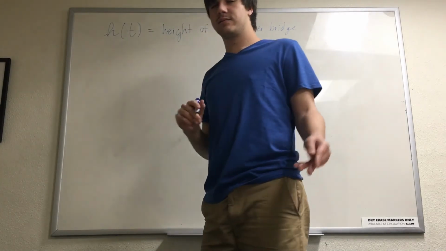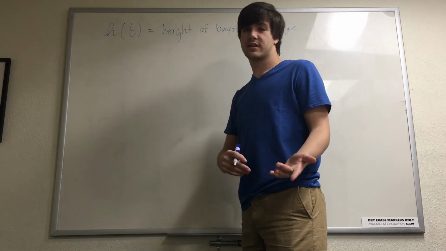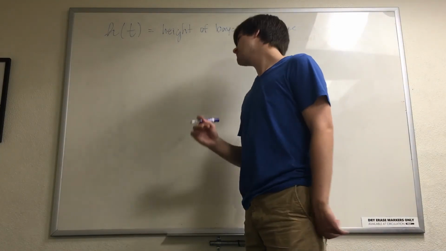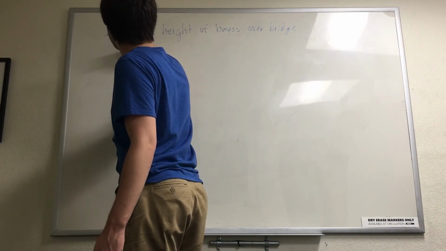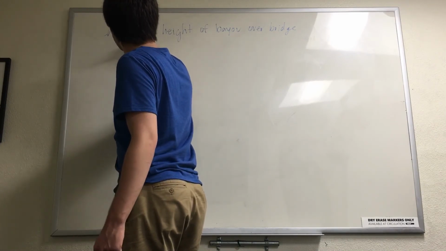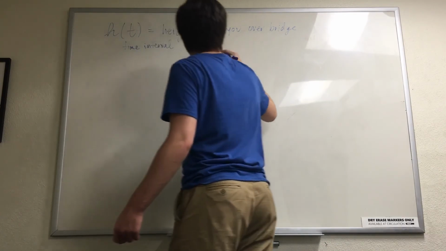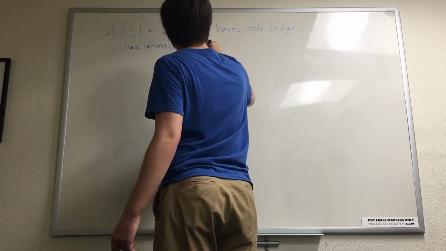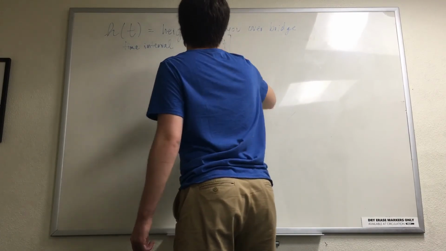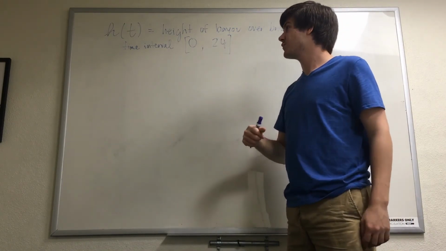Okay? And then we have some time interval where we know it wasn't flooding to start with, and we know it was flooding at the end. Let's just say that time interval was sometime yesterday. So let's say it was from 0 hours to 24 hours, so sometime between 12 a.m. and 12 a.m. the next day.